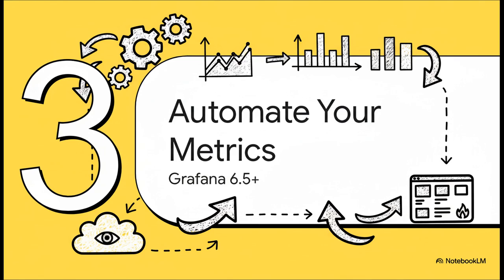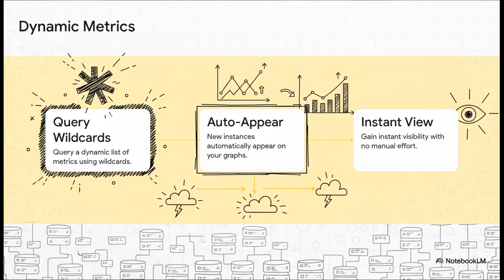Okay, so you're probably wondering, how does this all actually work? Let's break down the magic behind automating your metrics, and we'll focus on some features that have been around since Grafana 6.5. So the secret sauce here is using wildcards in your queries. This completely flips how you think about monitoring. You stop treating each server like a special pet that you have to name and track. Instead, you treat them like cattle. They're part of a herd. You just set up a query with a wildcard pattern, and from that moment on, any new instance that matches that pattern just appears on your graph.